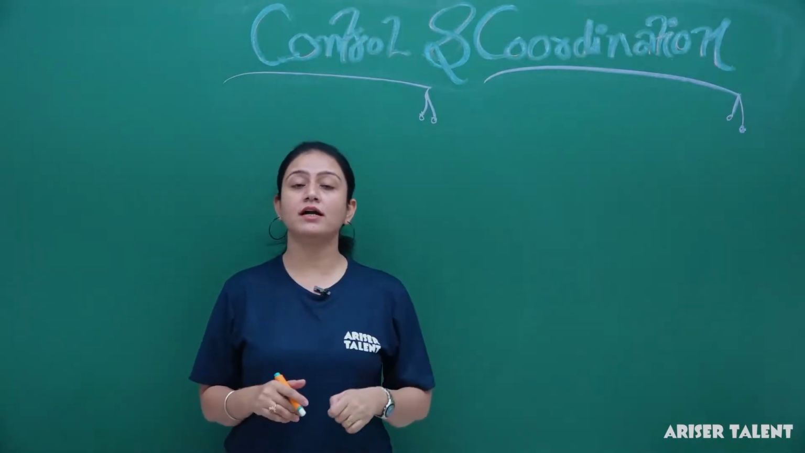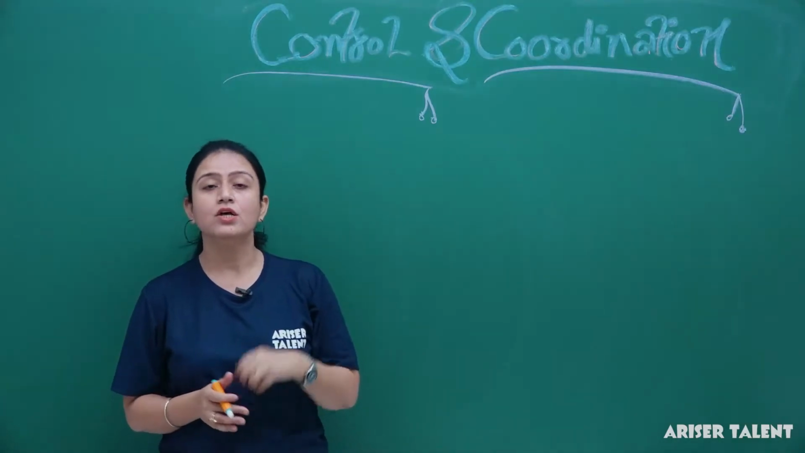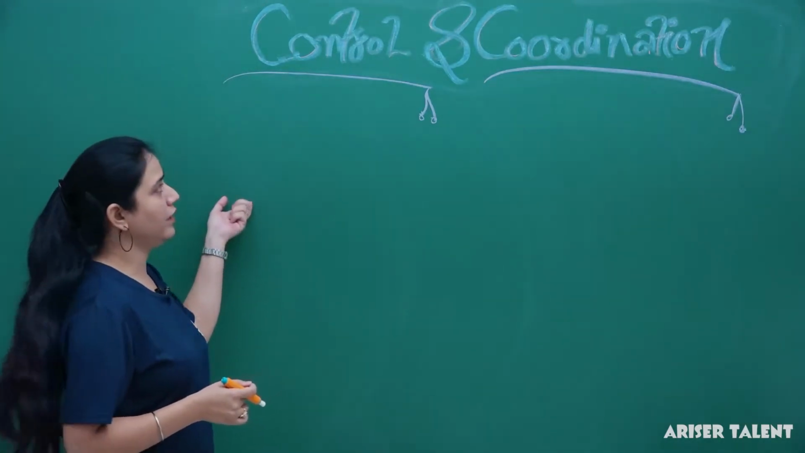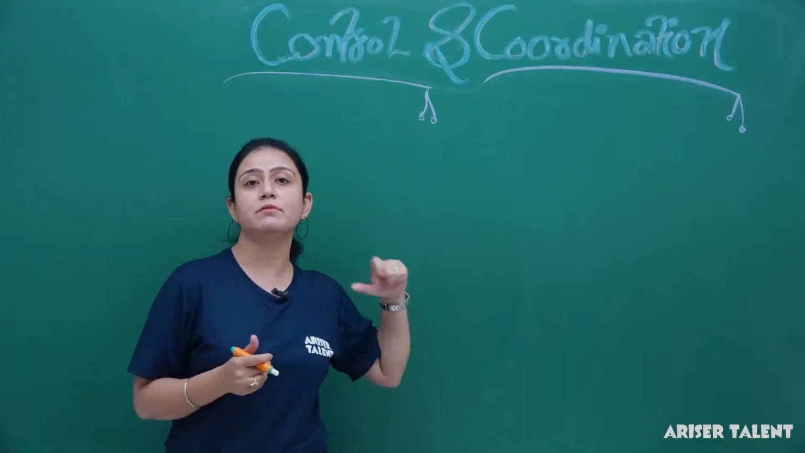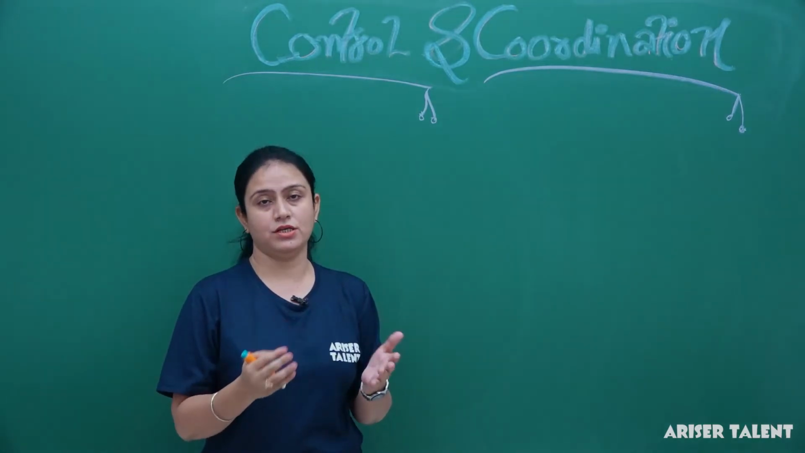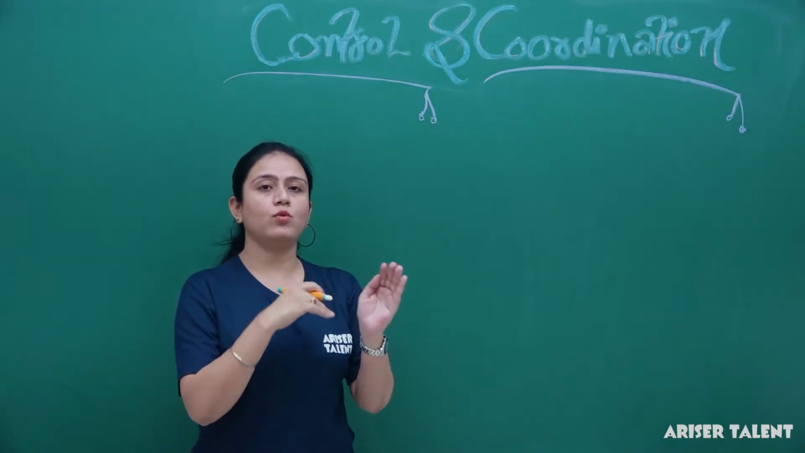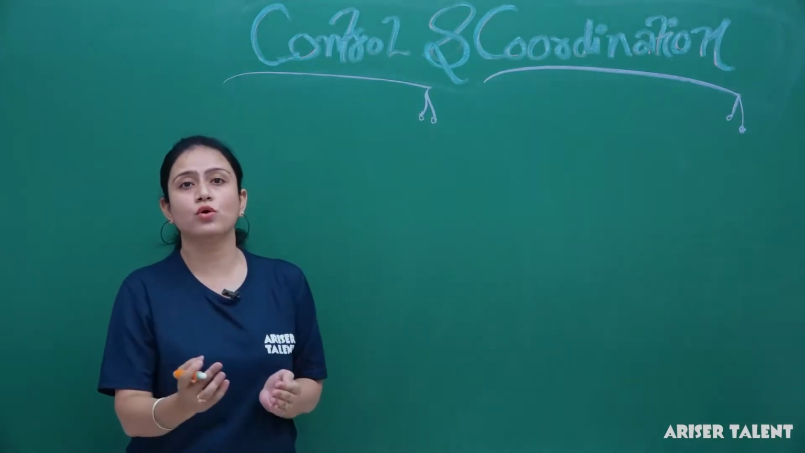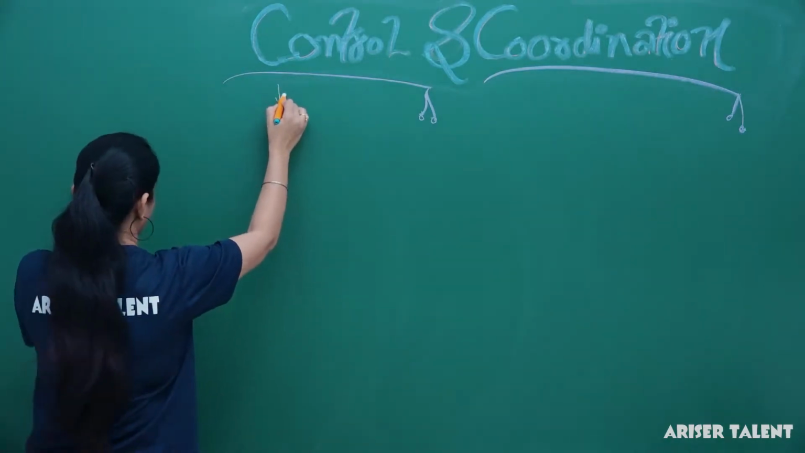Today we are going to start a very important chapter, that is control and coordination. So what do you understand by control here? Control means it is a process, or I must say it is a power of restraint and regulation by which a process can be started, or once it's started it can be slowed down, or it can be stopped.